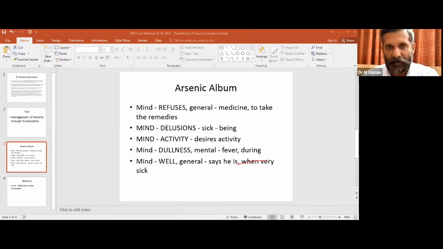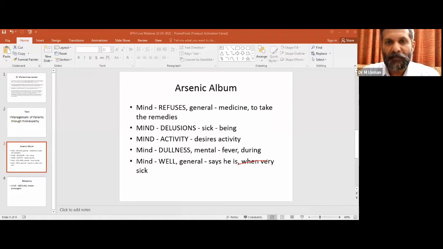Then I asked him, "What do you feel?" He says, "I was dull when I got fever." These are actually the words the patient was using. Then I confirmed it because the patient is a 4 year old child, so I confirmed all that from her mother also.